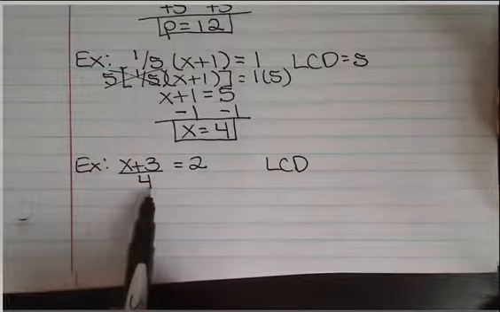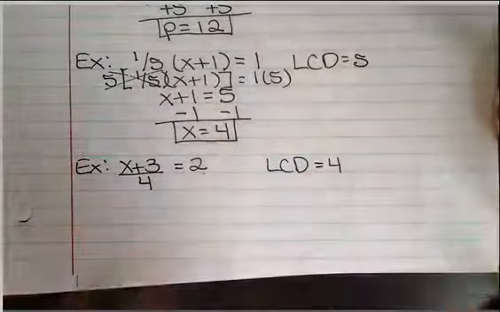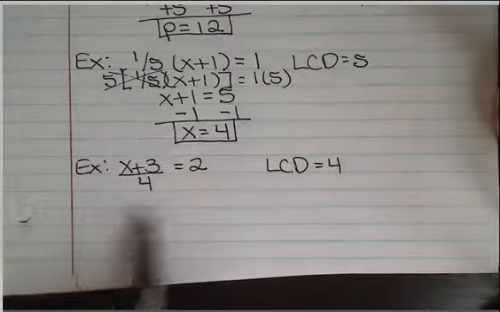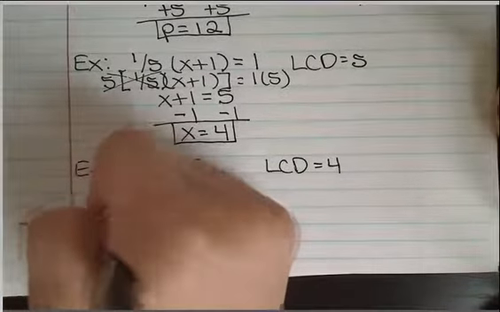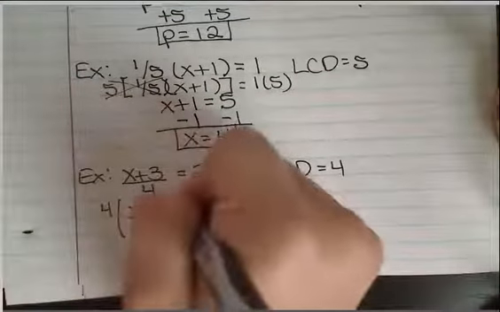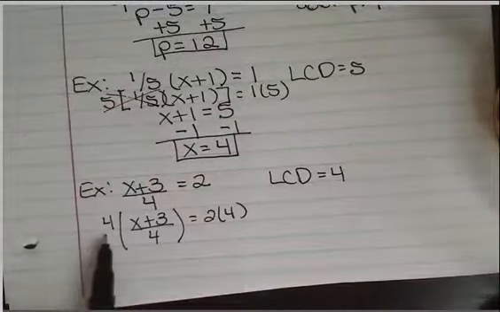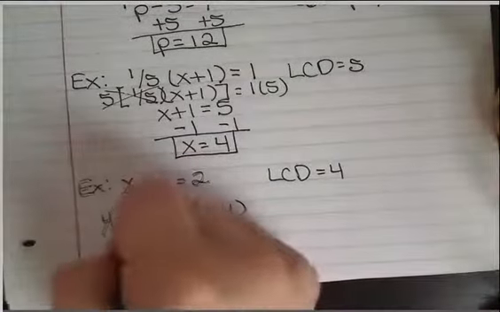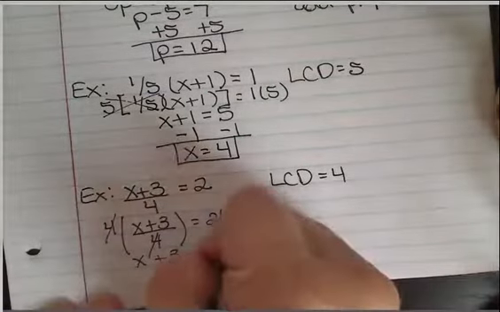And this is really the same way that we've always been doing it. So we need to multiply this side by 4, and we need to multiply the 2 by 4. So we multiply this, and that'll reduce down. So we're left with just x plus 3 equals 2 times 4 is 8. Subtract our 3 over. So we get x equals 5.